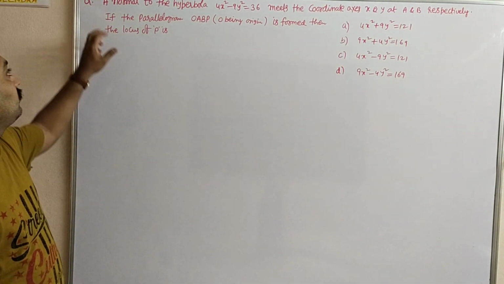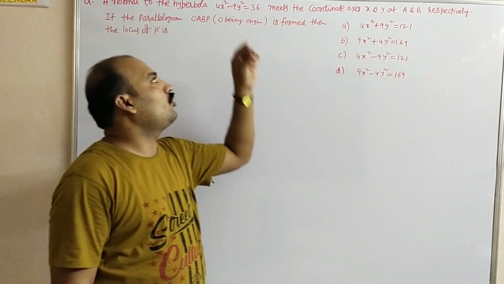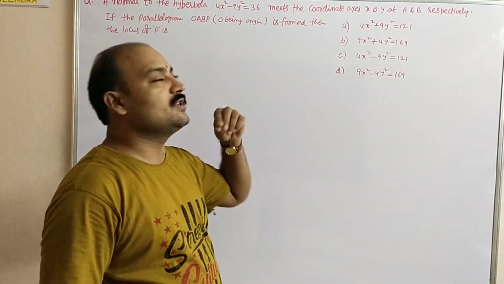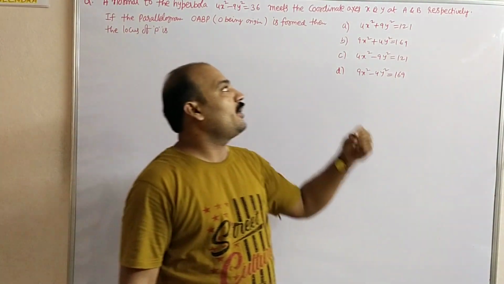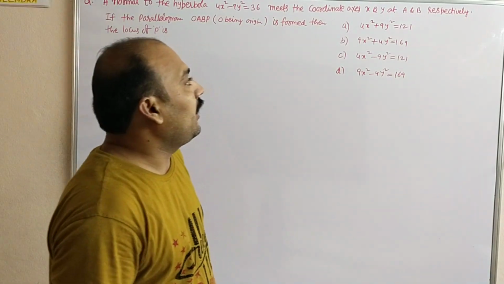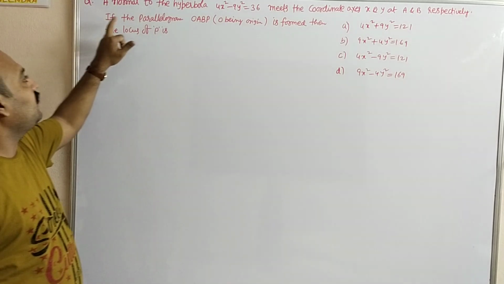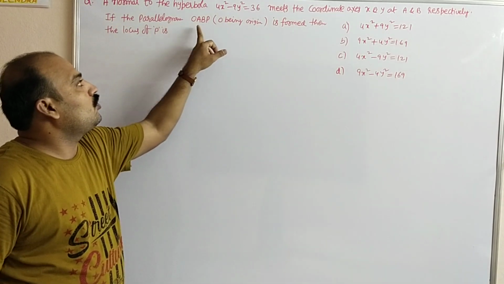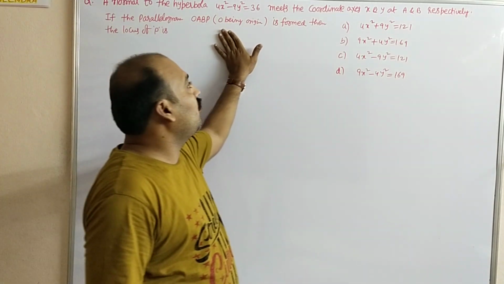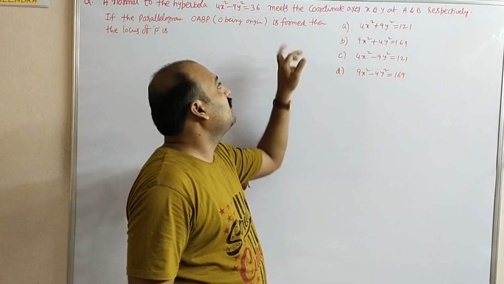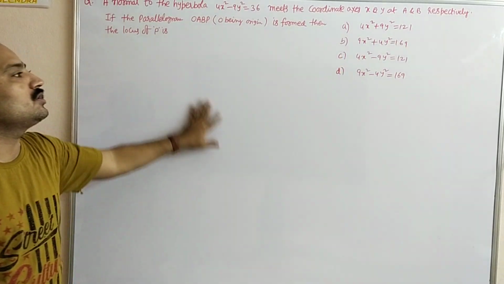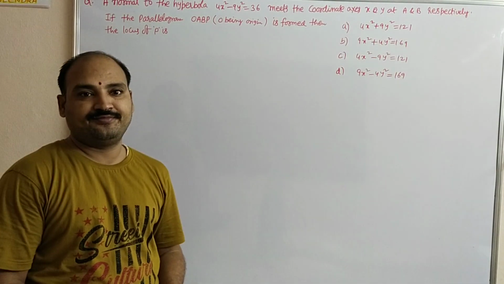The next question here. A normal to the hyperbola 4x² − 9y² = 36 meets the coordinate axes x and y at A and B respectively. If the parallelogram OABP, where O is the origin, is formed, then the locus of P is.